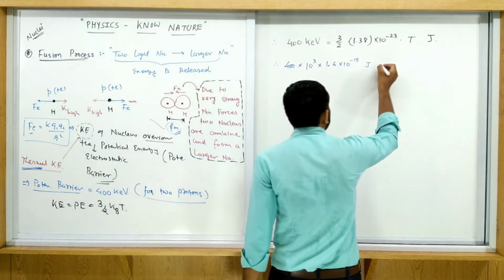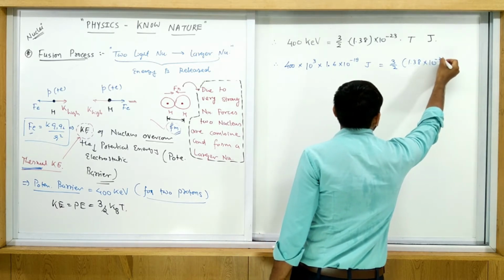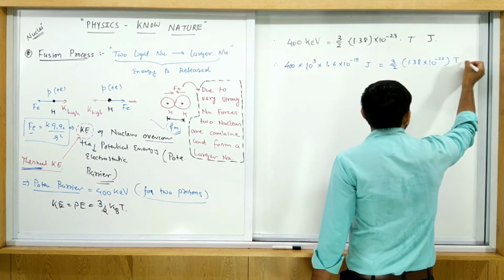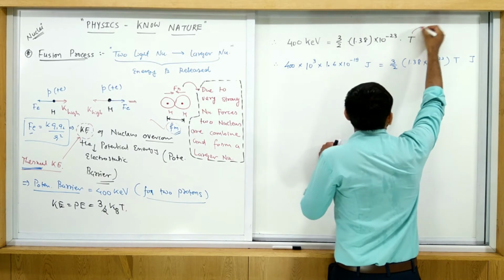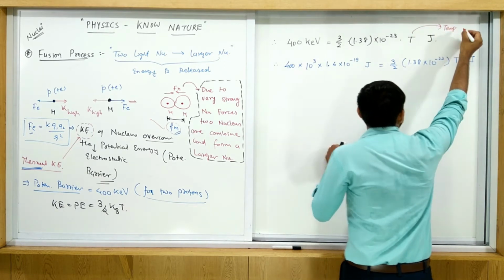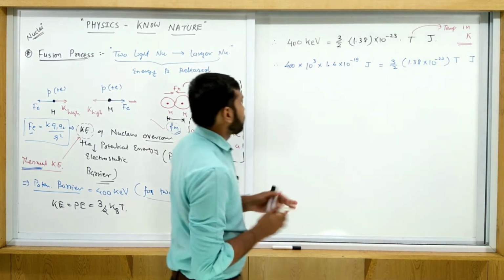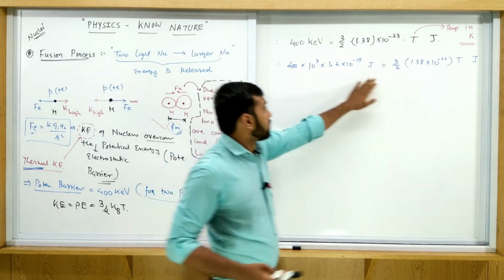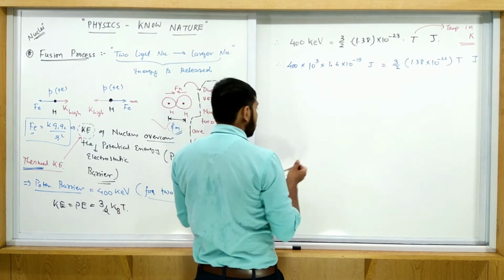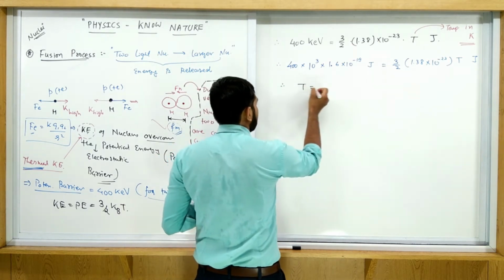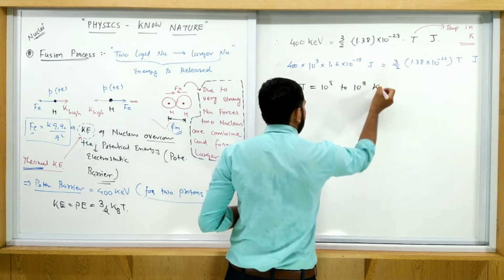Right hand side: 3/2 into 1.38 into 10 raised to minus 23 into T. This is in terms of joule, but temperature is in terms of Kelvin. See, all these values are known except T. So find T by using this relation. Finally you get this answer: T is approximately 10 raised to 8 to 10 raised to 9 Kelvin.